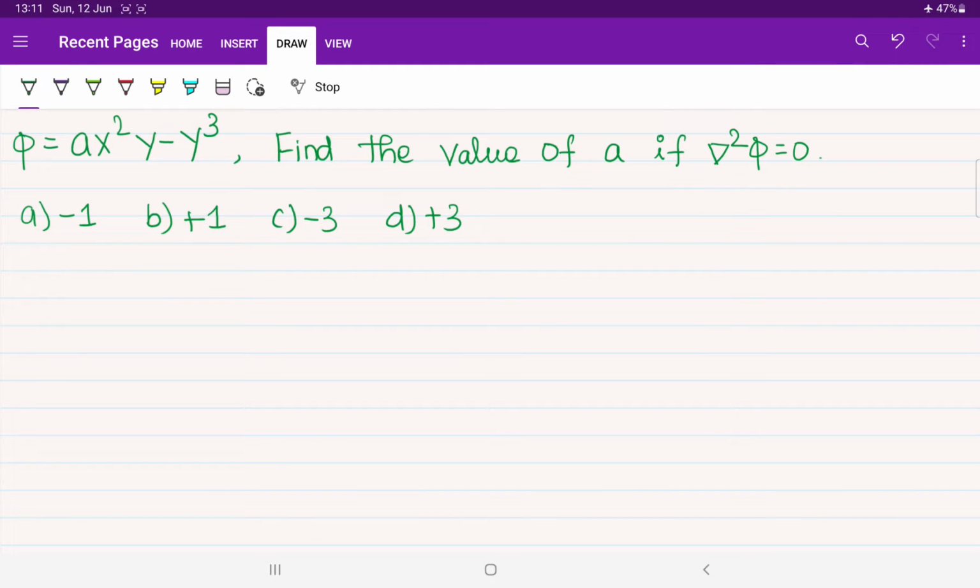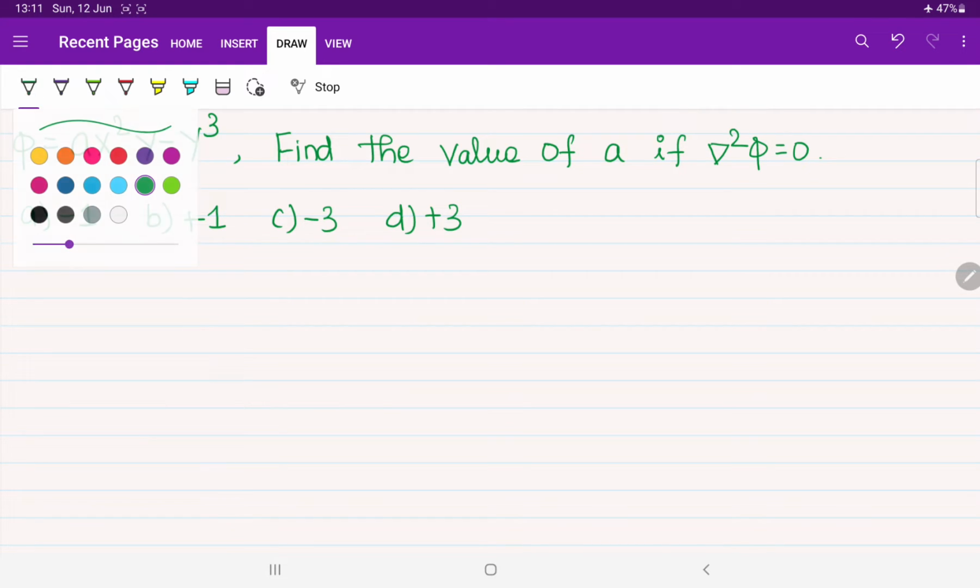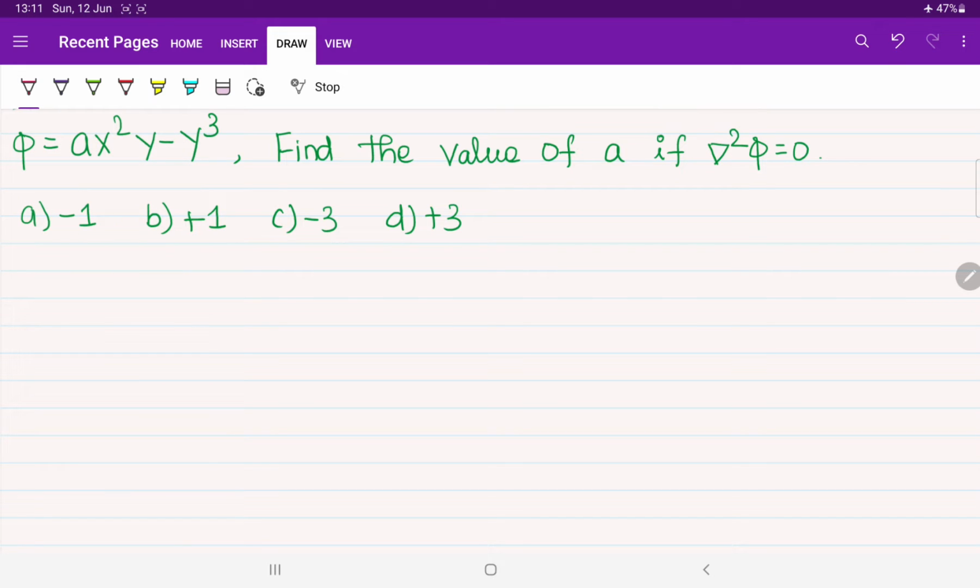So in this series we are learning basics of vector quantities, vector functions, basically vector identities. Let us see one more function here. If you observe the given question, they are defining that phi equal to a into x power 2 y minus y power 3. Find the value of a. From this function we have to identify the value of a if del square phi will become 0.